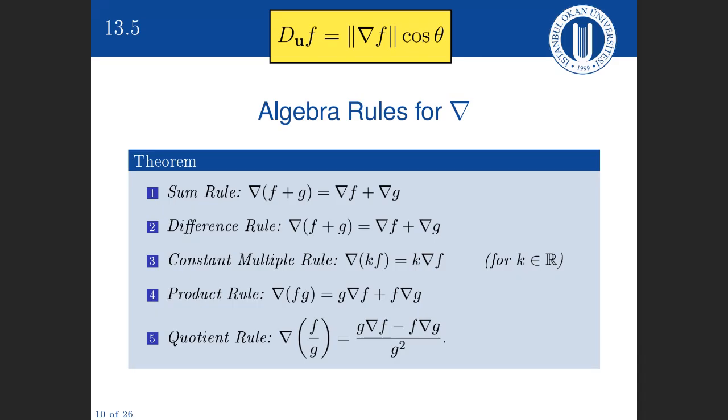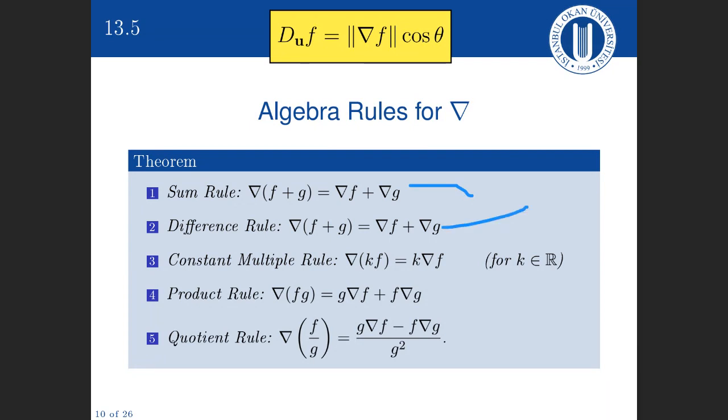Let's briefly talk about some algebra rules for the gradient vector. Gradient vectors just use the partial derivative. So pretty much everything we know for partial derivatives is also true for gradient vectors. There's nothing much to prove here. The rules that you would expect to be true are all true. The sum rule: nabla of f plus g is nabla f plus nabla g.